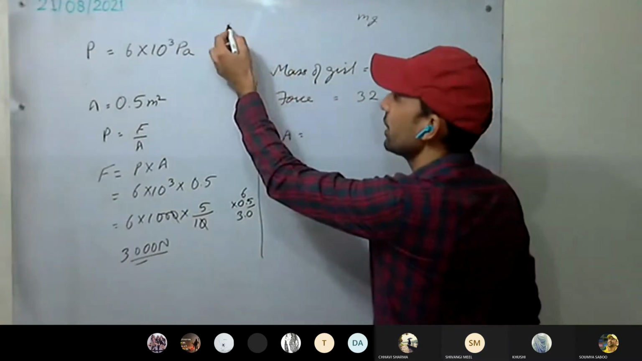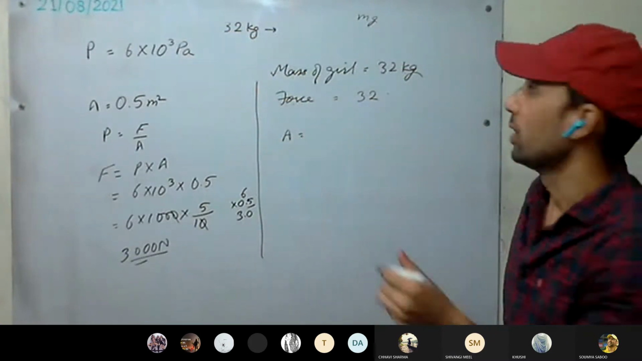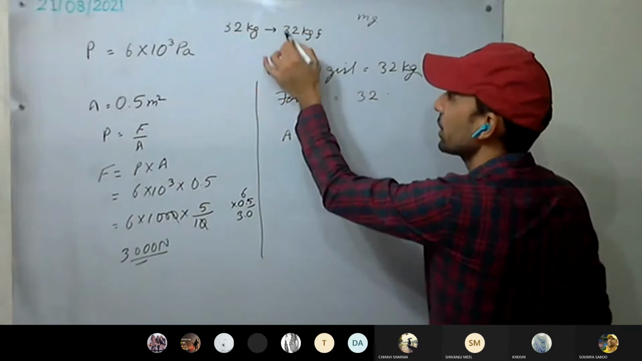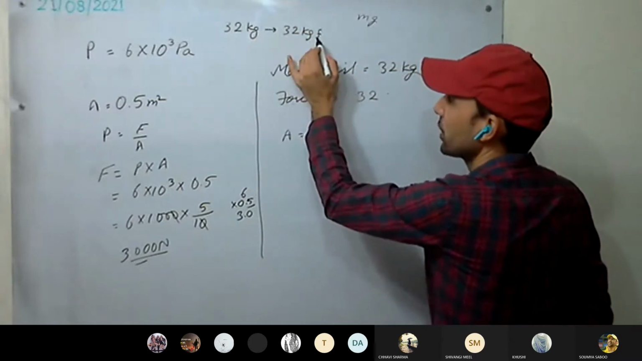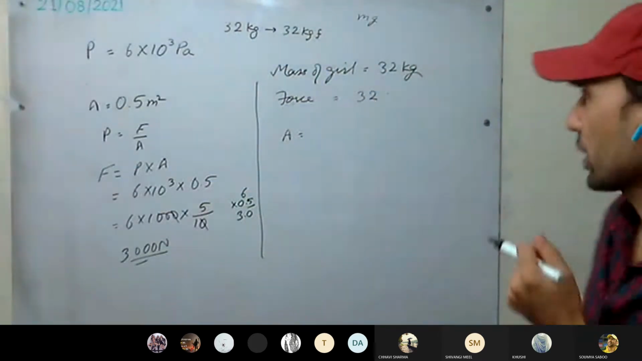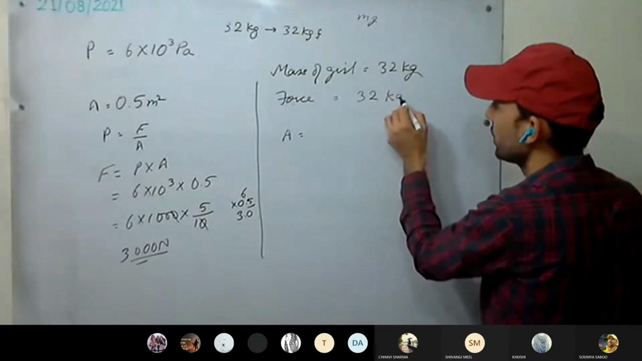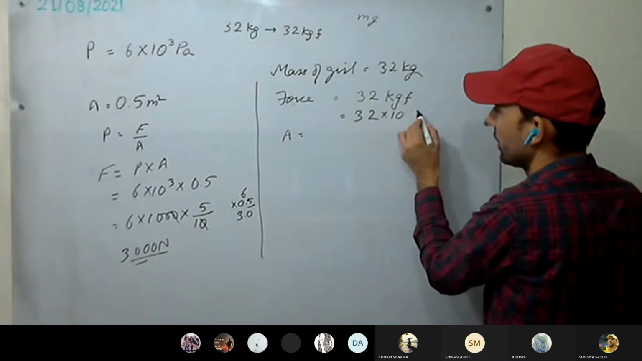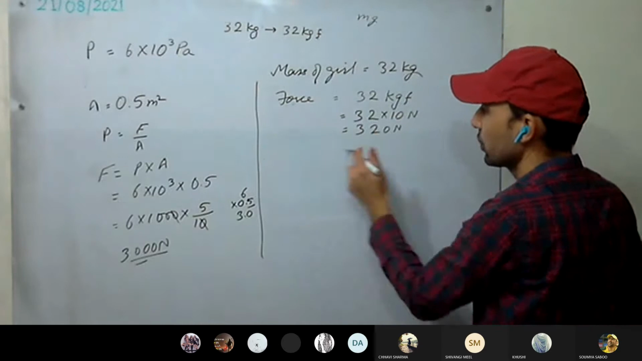Or see here what we can say. If the mass of a girl is 32 kg, then the force exerted by her will be 32 kgf. This is nothing but weight. This is mass. How to convert mass into weight? Just put f. This is the force. 32 kgf is the force with which the body is attracted by the earth, the weight of the body. So force will be 32 kgf, or we can say 32 into 10 Newton. It will be how much? 320 Newton. Understood this one? Force.